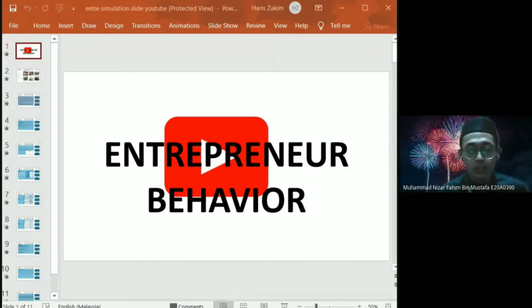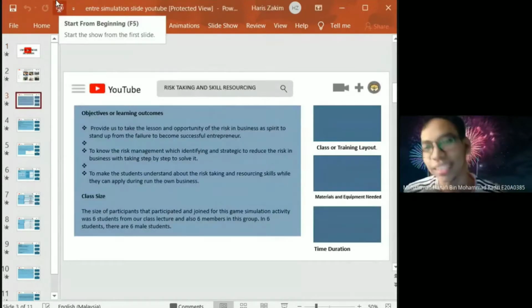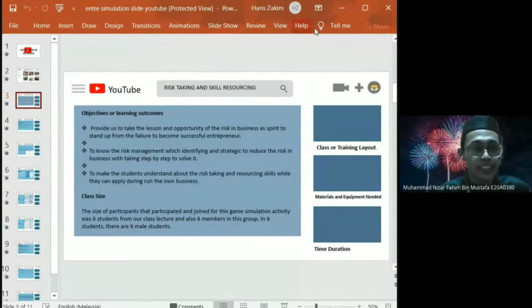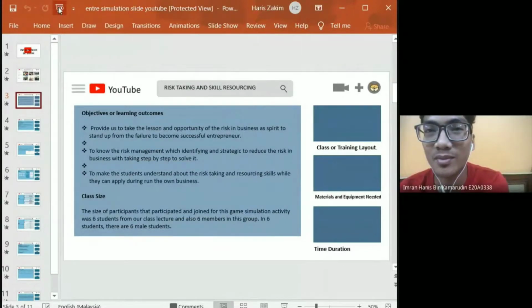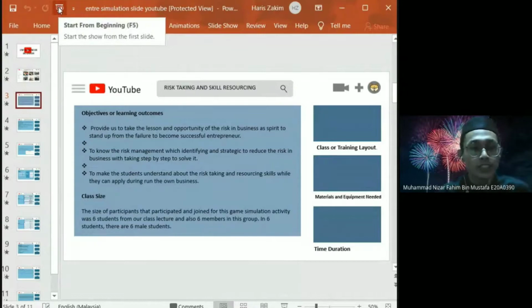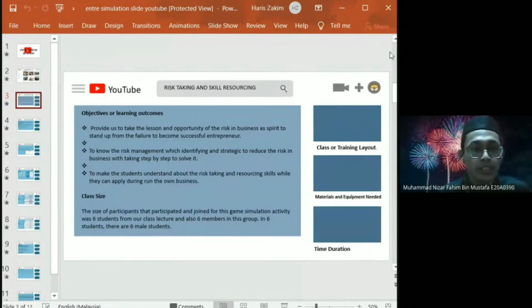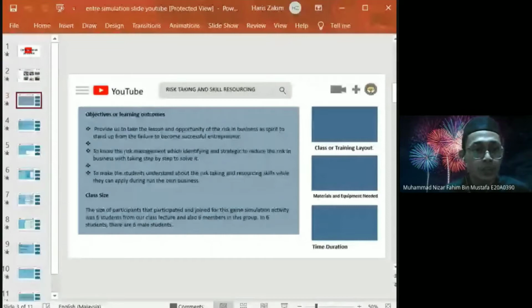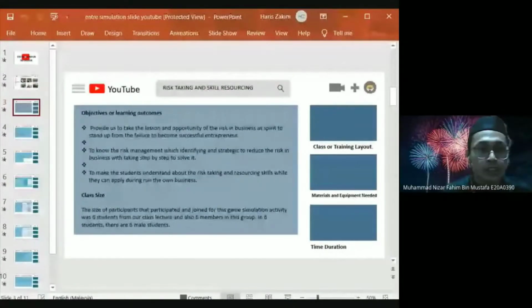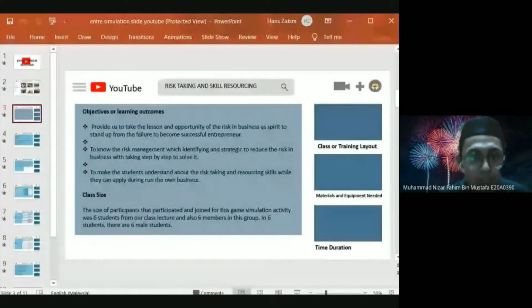Let's continue. The first section is about the objectives, or learning outcomes, of our simulation activity. Number one is to provide us the lesson and opportunity of risk in business, as a secret to stem up from failure to become a successful entrepreneur.